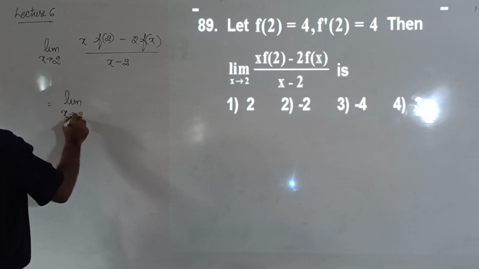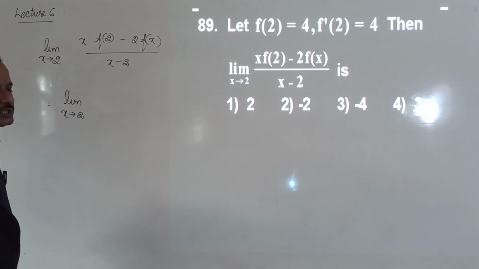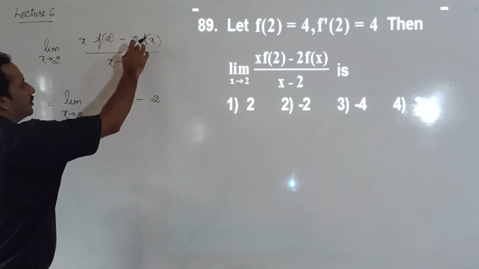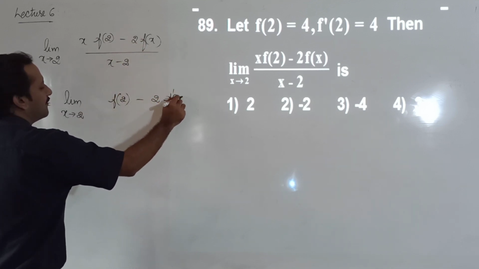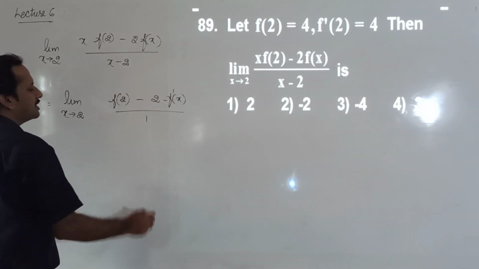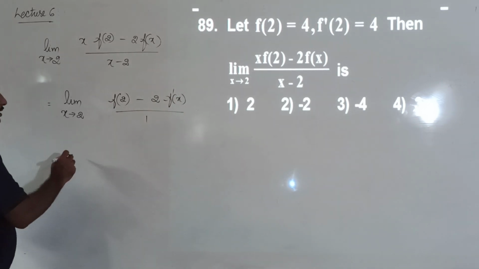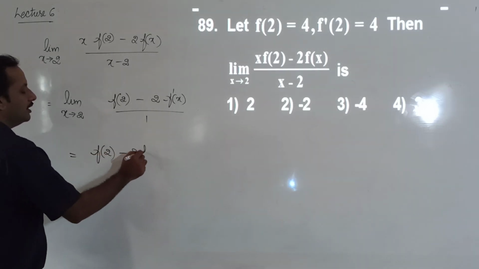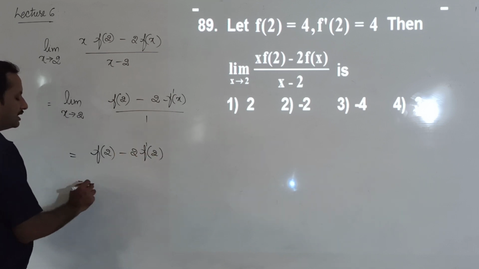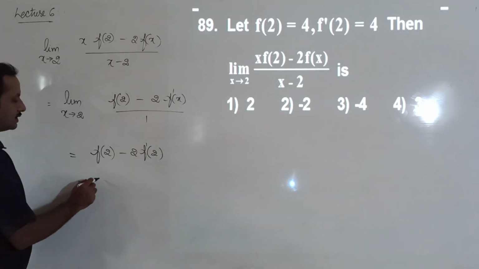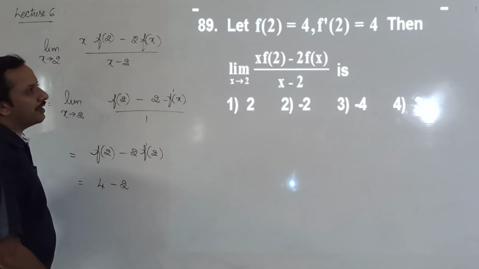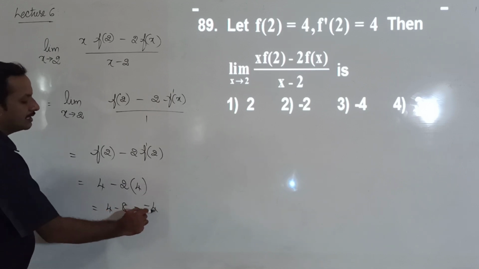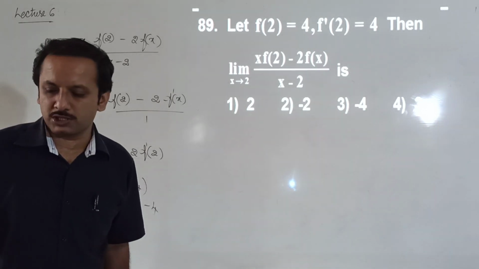Limit x tends to 2, x into f of 2, where f of 2 is constant and will remain as it is. Derivative of x is 1, minus 2 into f of x, derivative of f of x is f dash of x, divided by x minus 2, its derivative is 1. Apply the limit now, we get f of 2 minus 2 into f dash of 2. That's equal to f of 2 is 4 minus 2 into f dash of 2. f dash of 2 is 4. So 4 minus 8, answer is minus 4, third option.